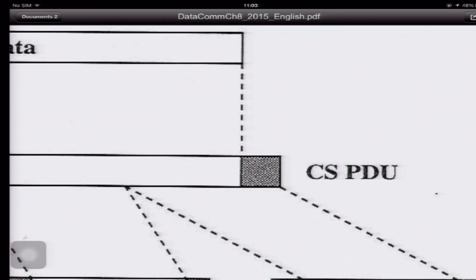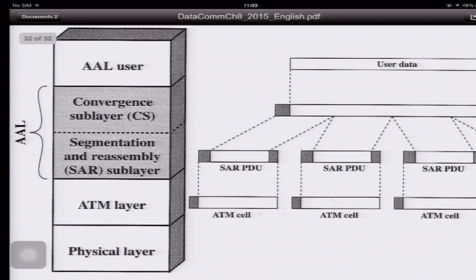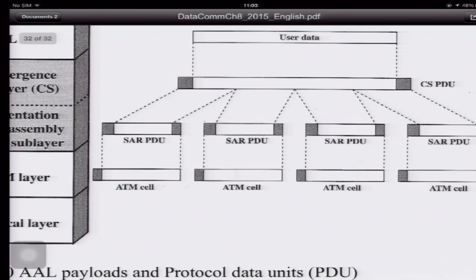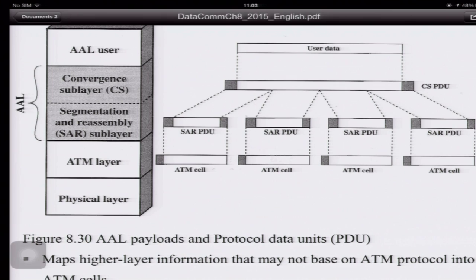Then you divide this, going down to the segmentation and reassembly sublayer, into smaller sizes. So this is the segmentation protocol data unit. You also add a header and trailer, and this is going to be the payload for the ATM cell. So you have many PDUs at the SAR layer, and then you put them into the payload of the ATM cell, and then you put the 5-byte header of the ATM on to make it an ATM cell at the ATM layer.